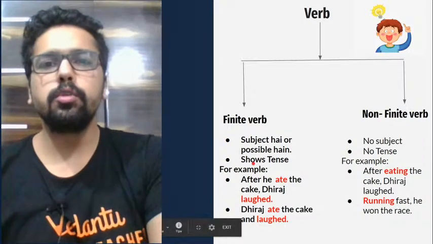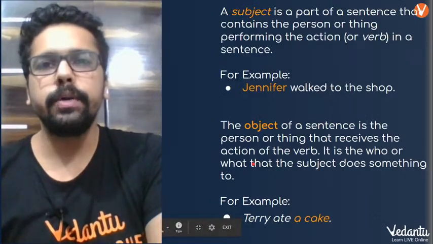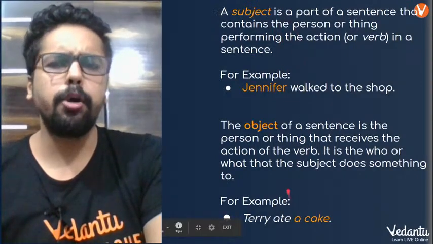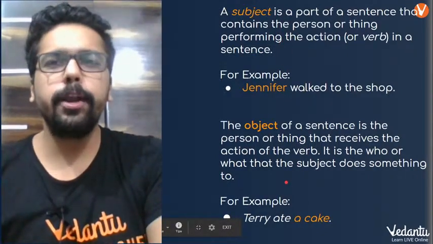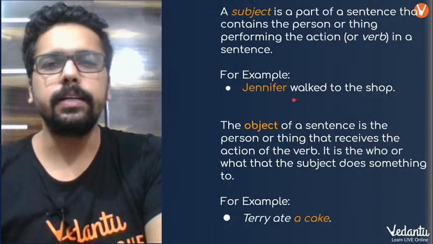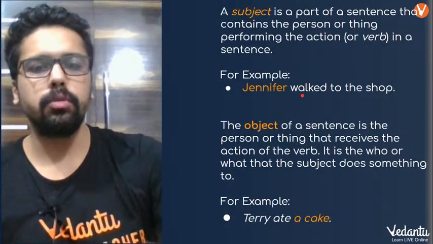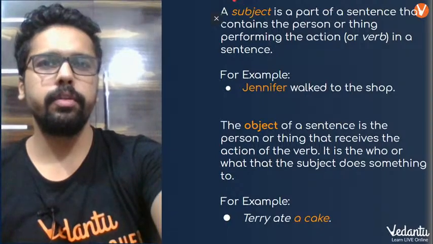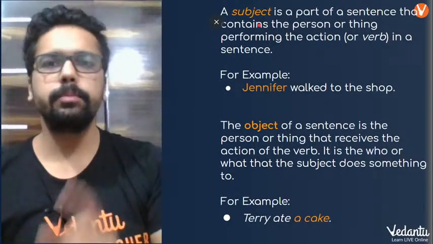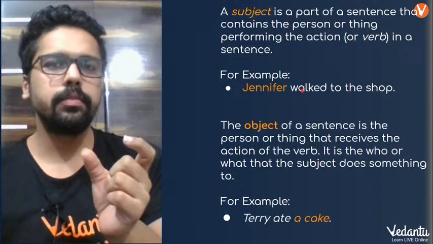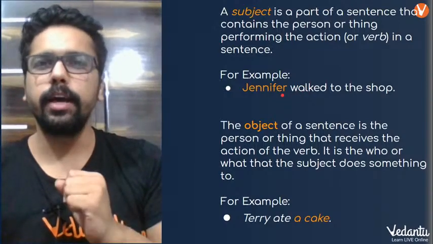So we need to know what a finite verb is. That is something we know now. After we know what a finite verb is, we must know what subject and object are. I guess most of you already know this, but we'll do a quick revision, a quick recap for those who don't know. When we use the word subject in English grammar, it refers to a noun or pronoun before the verb, the doer of the action.